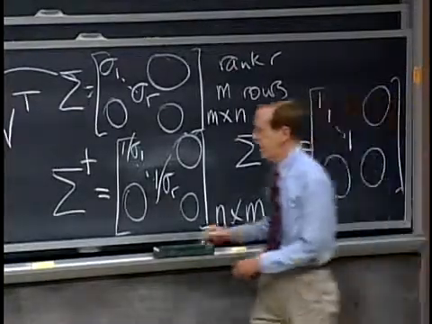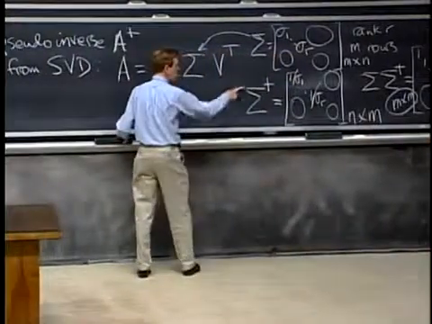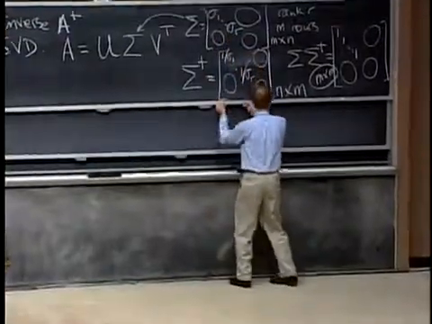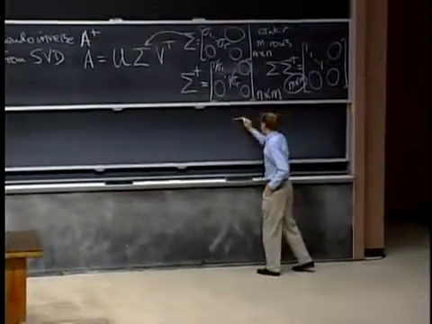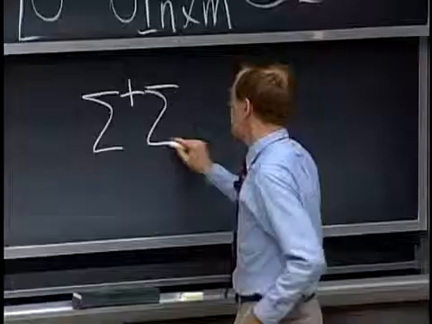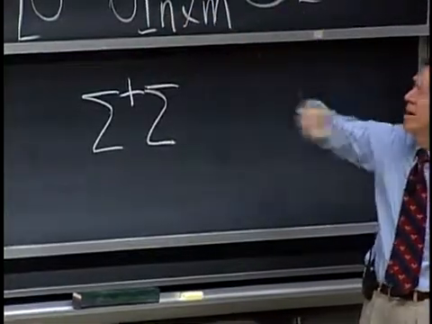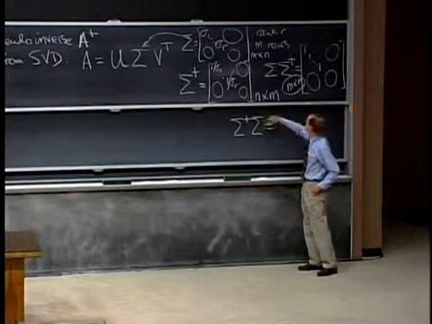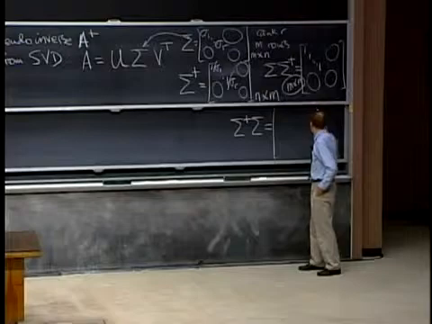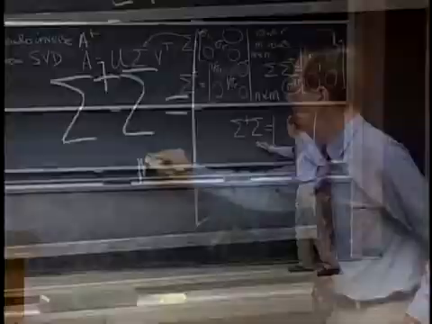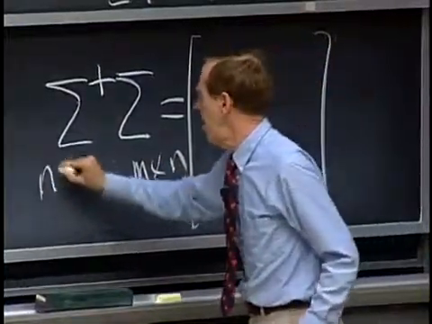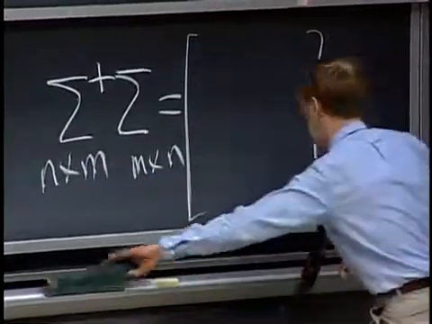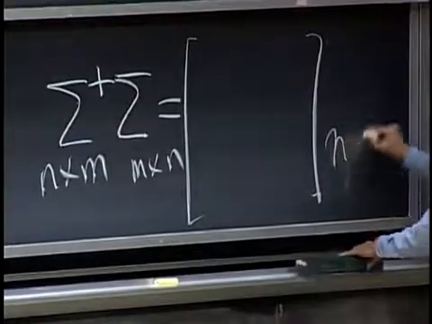And suppose I did it in the other order. Suppose I did sigma plus sigma. Why don't I do it right underneath? See, this matrix hasn't got a left inverse, it hasn't got a right inverse, but every matrix has got a pseudo-inverse. If I do it in the order sigma plus sigma, what do I get? Square matrix, this is m by n, this is n by m. My result is going to be m by m, this one is going to be n by n. And what is it?